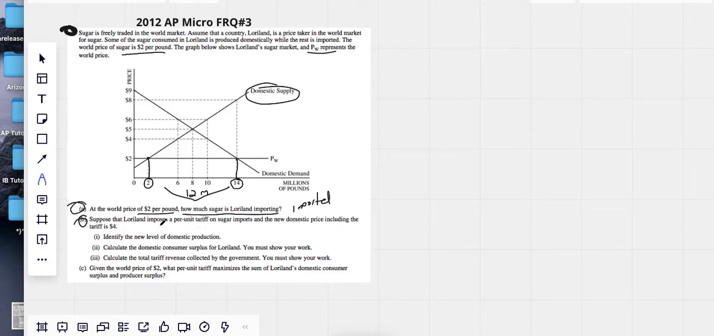Suppose that Laura Land imposes a per unit tariff on sugar imports and the new price, including the tariff, is $4. So now we have a new price with the tariff. Identify the new level of domestic production. Well, as the price goes back up, our domestic suppliers will supply 6 million of it.